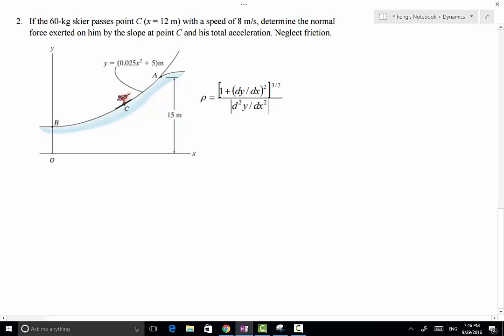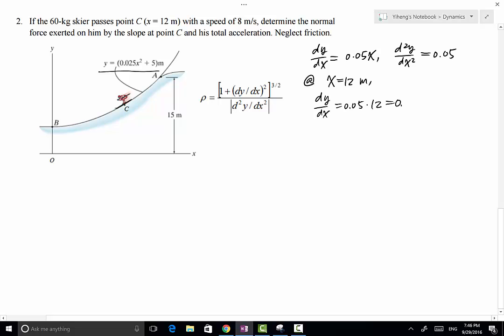So let's now start to solve this problem. Because y equals 0.025 x squared plus 5, dy dx equals, taking the derivative, 0.05x, and then the second derivative will equal 0.05. Therefore, at x equals 12, this is at point C, dy dx equals 0.05 times 12, and that is 0.6. And the second derivative is always the same.